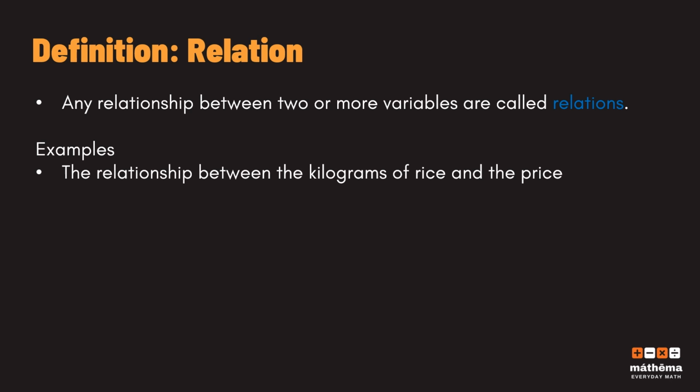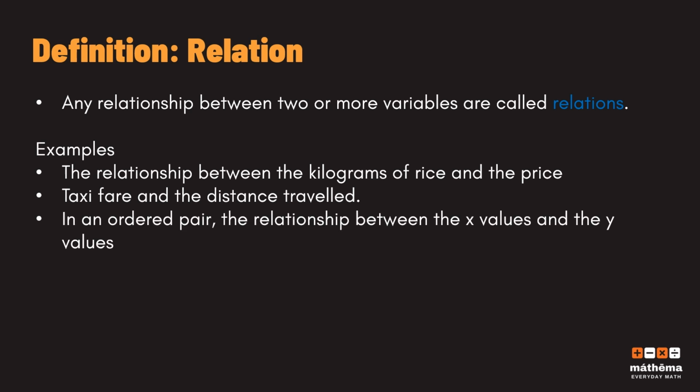For example, the relationship between the kilograms of rice and the price that you are to pay. As the kilograms increase, so does the price. The taxi fare and the distance traveled: the more distance you travel, the fare of a taxi will also increase. And in the context of ordered pairs, the relationship between the x values and the y values is also called a relation.